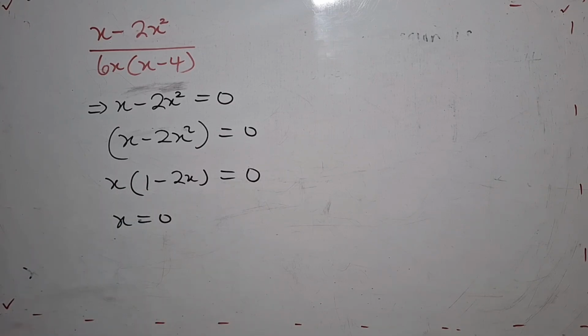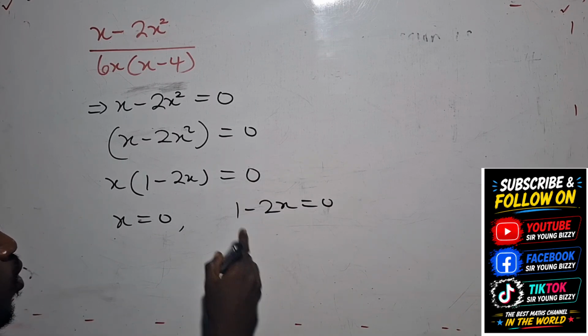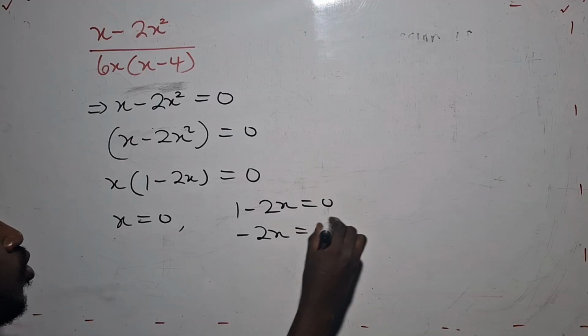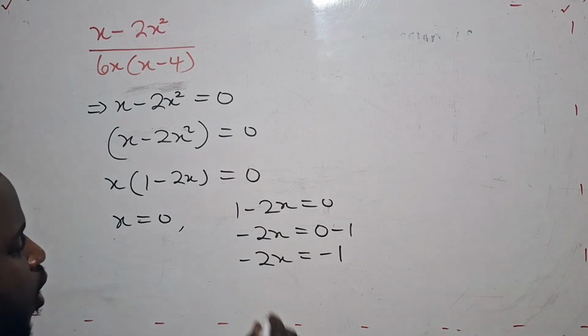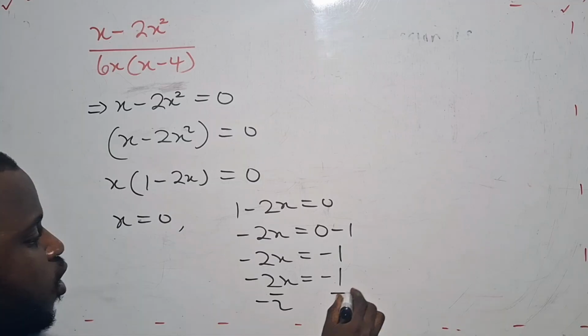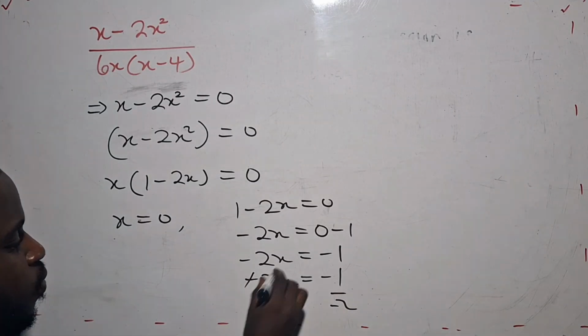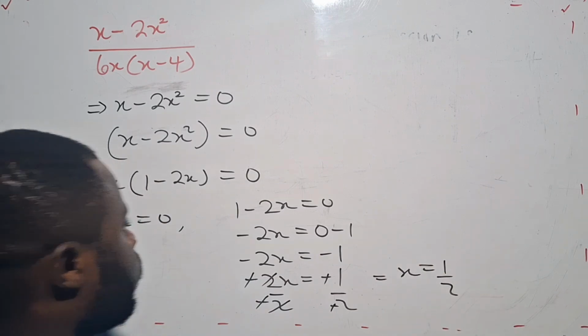Then the one in the bracket. Normally, in the one we did in the previous video, we got 2 answers in a bracket and we equated all of them to 0. So we equate the x to 0, then the one in the bracket to 0. So we have 1 minus 2x is equal to 0. Then negative 2x is equal to 0 minus 1, so negative 2x is equal to negative 1. Then we divide both sides by negative 2, and negative divided by negative is positive. So now we have x is equal to 1 on 2.